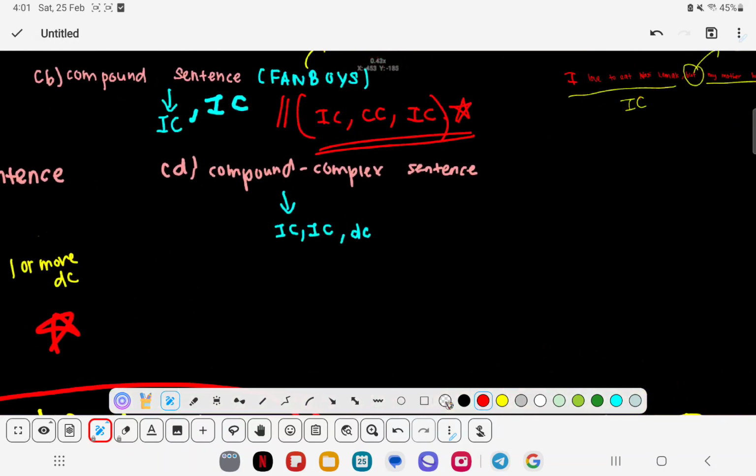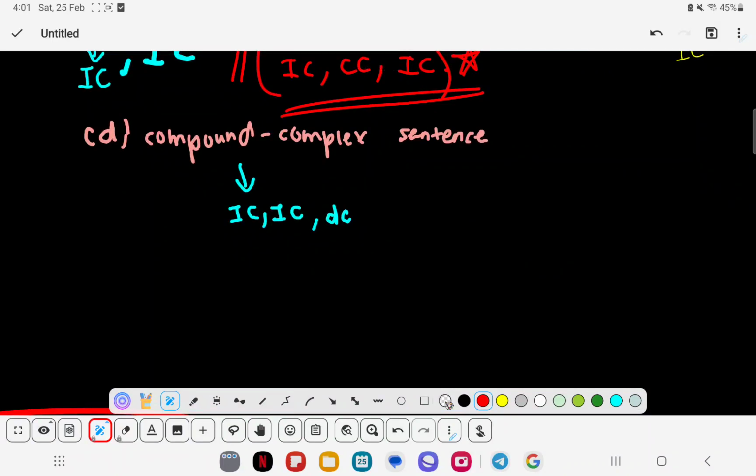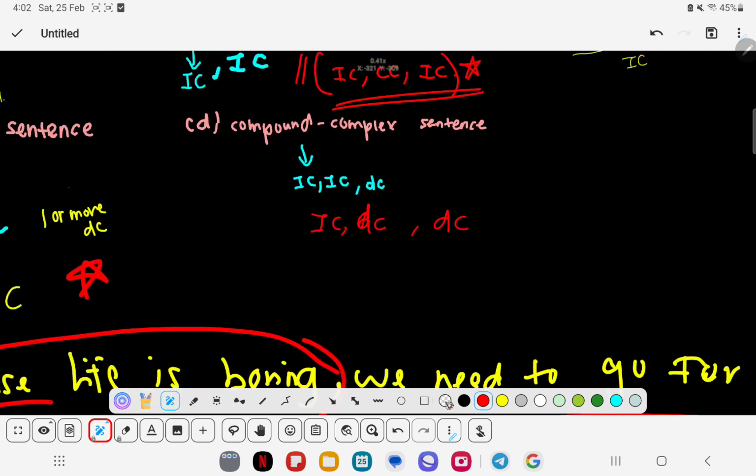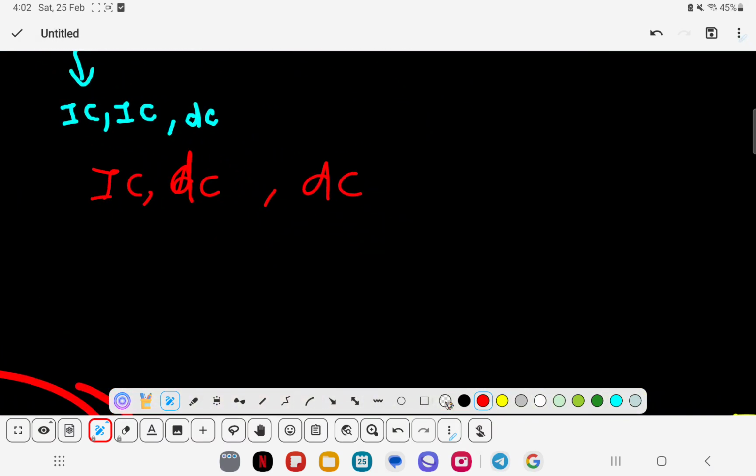Now let's talk about the compound complex sentence. Normally, whenever you see a compound complex sentence, it has 2 or more independent clauses and 1 or more dependent clauses. So it can be like this: IC, DC, or it could also be IC, DC, DC. For example, here I can say like this. Let's go for this thing.